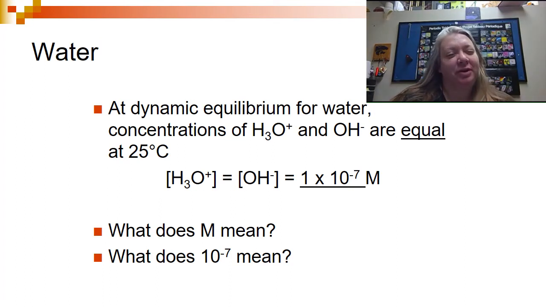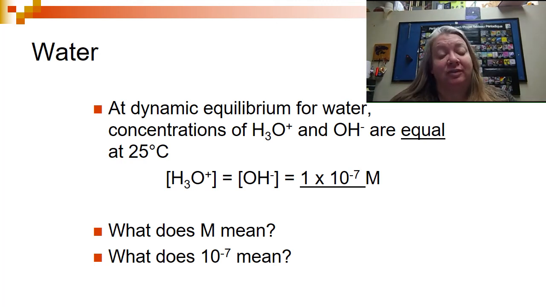So how much of water actually does break apart? At dynamic equilibrium for water, that means that the rates have equalized, everything's in a stable place. The concentrations of hydronium and hydroxide are equal to one another. Now we set a temperature of 25 degrees C. If you change the temperature, it will actually change how much water dissociates. 25 degrees C is the standard that we like to use.